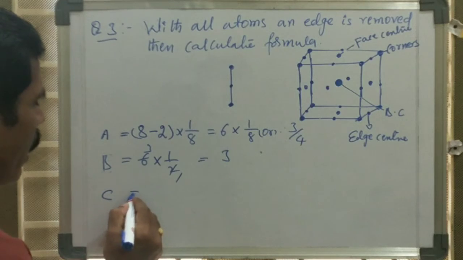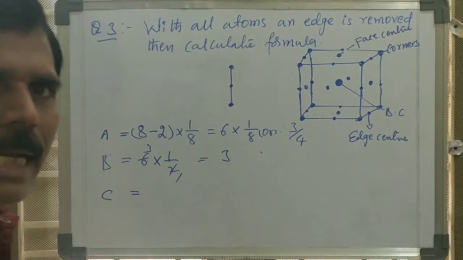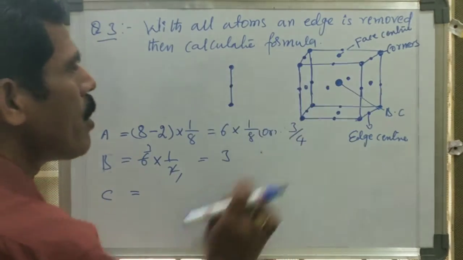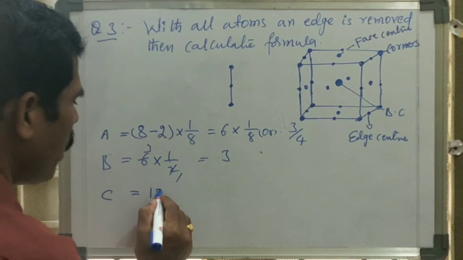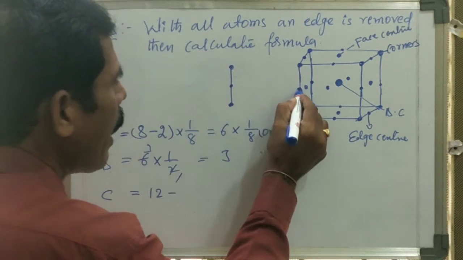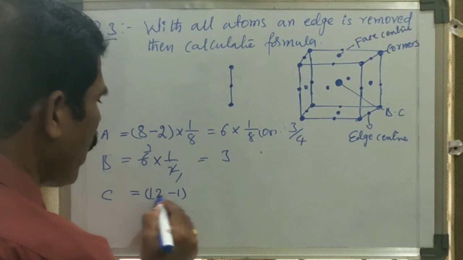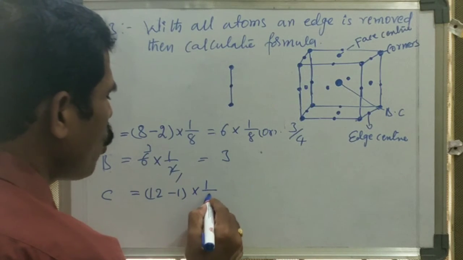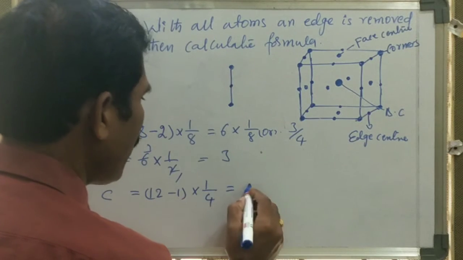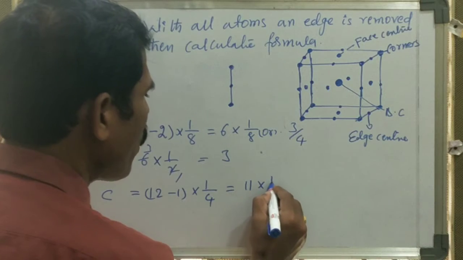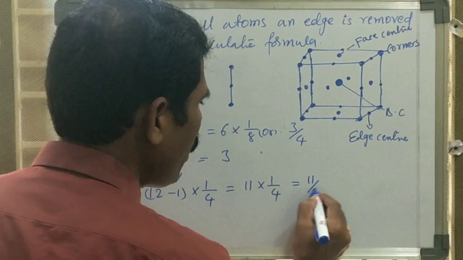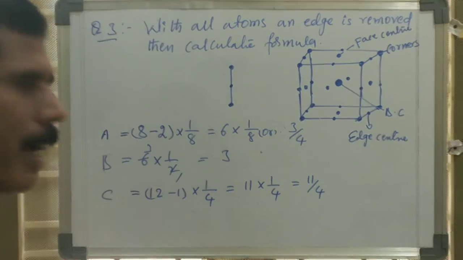Then go for C. C means the number of edges. Totally, 12 edges are there. According to this question, how many edges are removed? Only one. So 12 minus 1, into its contribution of 1 by 4. That is 11 into 1 by 4, so directly you will write 11 by 4.